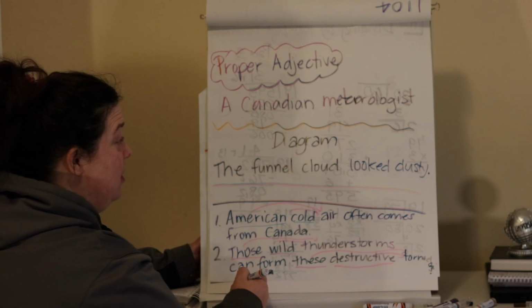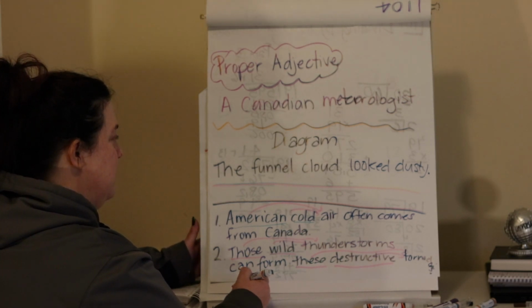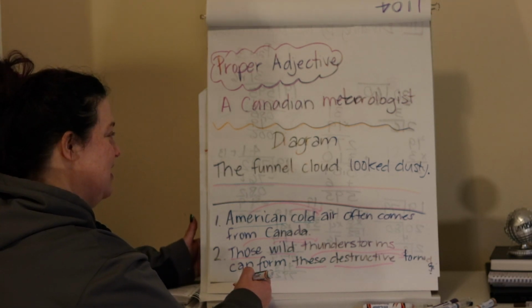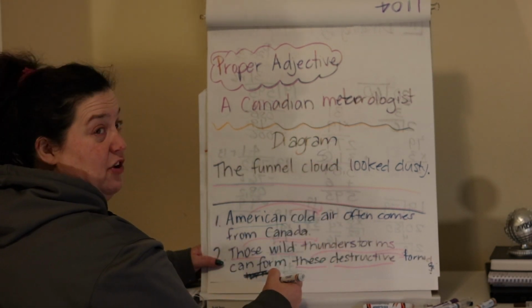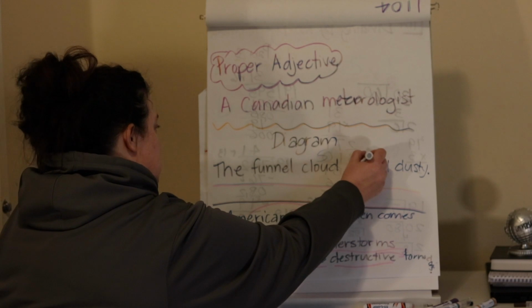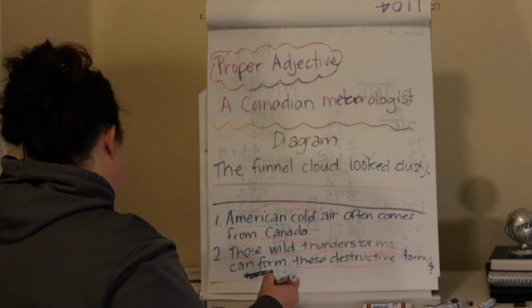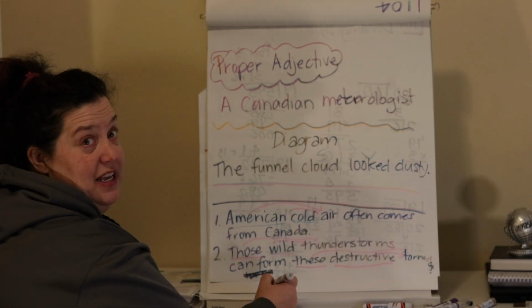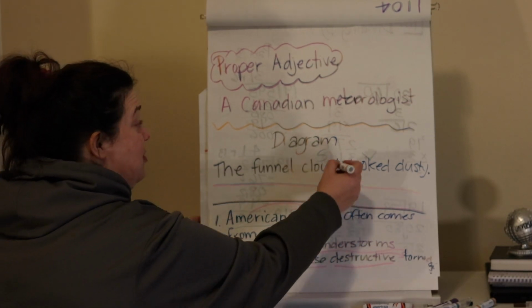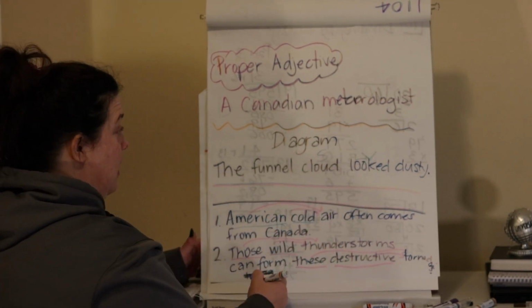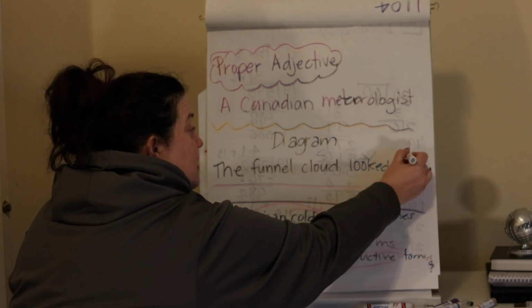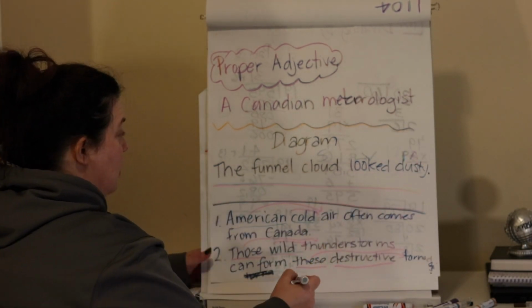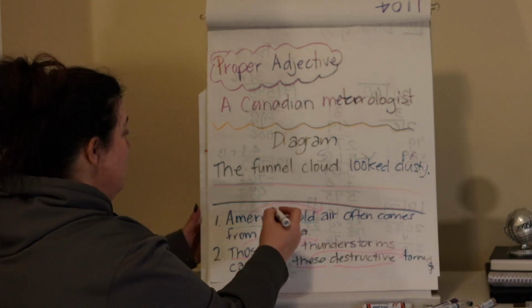The funnel cloud looked dusty. Let me ask you this first. What's our subject? Yeah, so let's label cloud, subject. What's our verb? Looked. Excellent. And now, looked is one of those special linking verbs. And so we're actually going to put linking verb in there. And if we have a linking verb, we're going to have a predicate adjective. So now we can go ahead and start diagramming that.